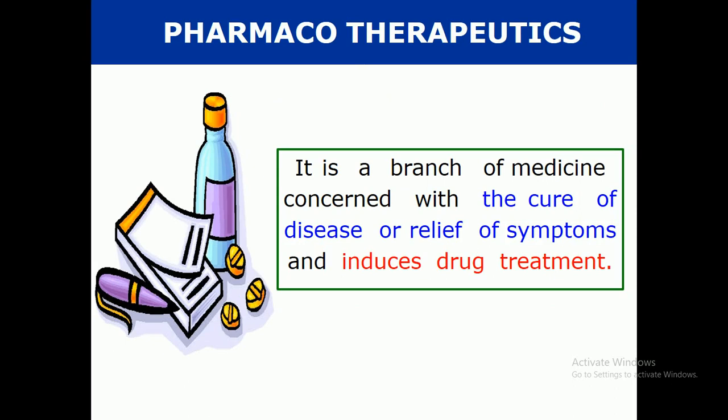In other words, pharmacotherapeutics is the branch of medicine which is concerned with the cure of disease or relief of symptoms with drug treatment. So this point is clear: in pharmacotherapeutics we treat a disease with the help of drugs, with the help of chemicals. For example, if a person is suffering from a disease, you are going to treat that person with the help of chemicals, with the help of drugs.